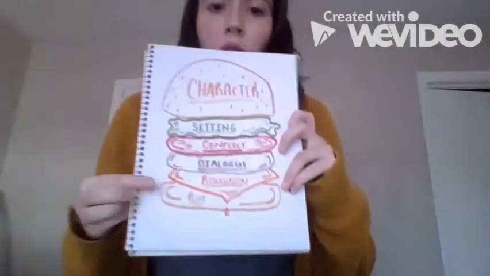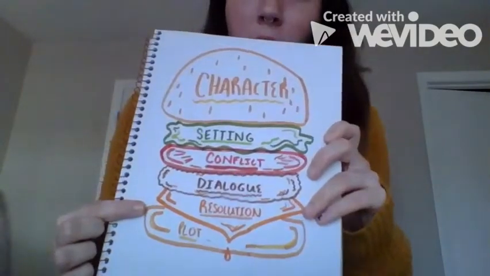Alright, guys, we are almost done. By now, we should have 3 characters, a setting where the play takes place, conflict that happens to the character, dialogue where they talk to each other, which brings us to the cheese of our burger, or resolution. Now, resolution is when everything that happens in the play comes to an end. How do you want your story to end?